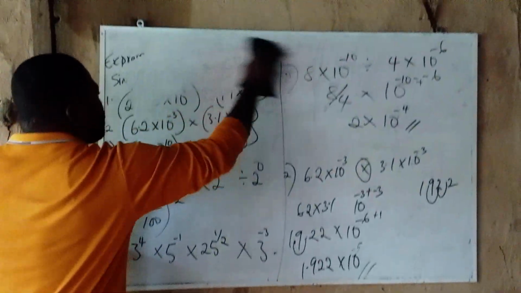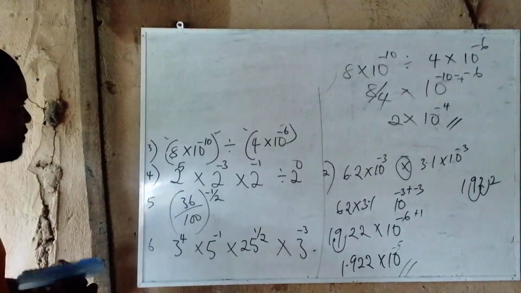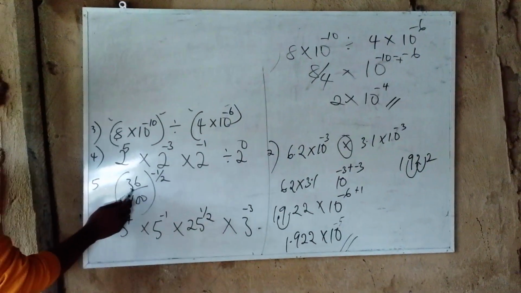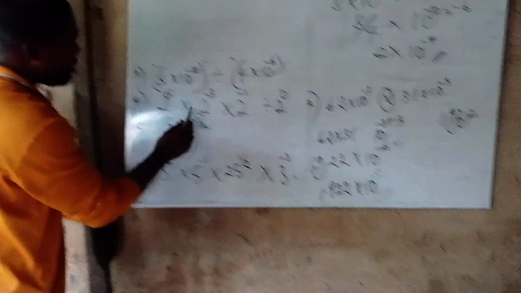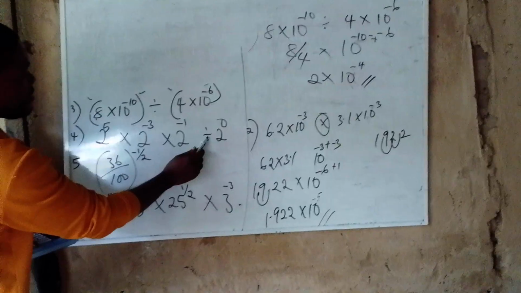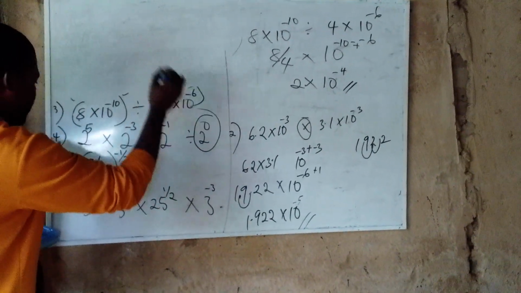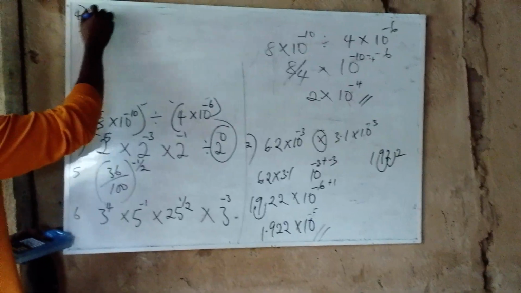Quickly, let me rush and then look at how we can evaluate the other one. This one is different from whatever I've been doing since. Now, look at this. I have 2 raised to the power of 5 times 2 raised to the power of minus 3 times 2 raised to the power of minus 1 divided by 2 raised to the power of 0. Now, in mathematics, 2 raised to the power of 0 is equal to what? Is equal to 1.